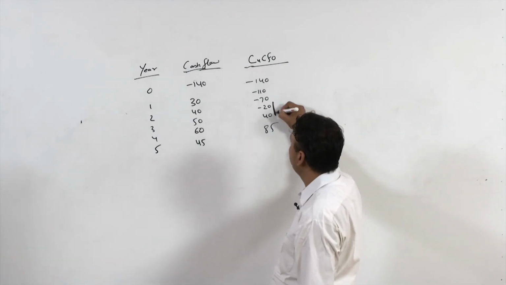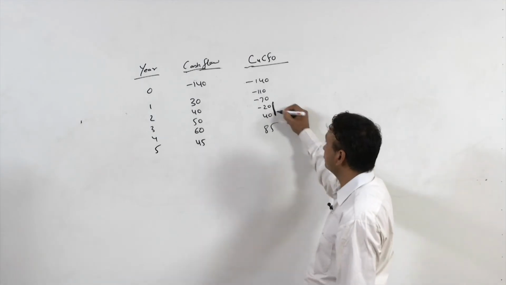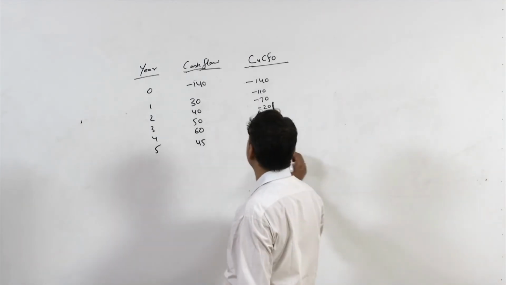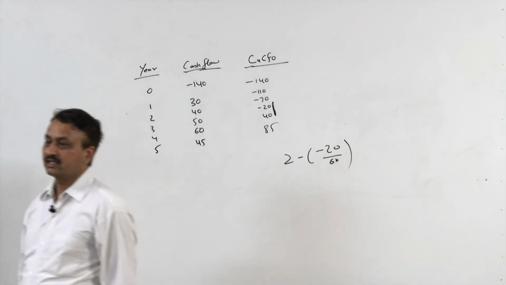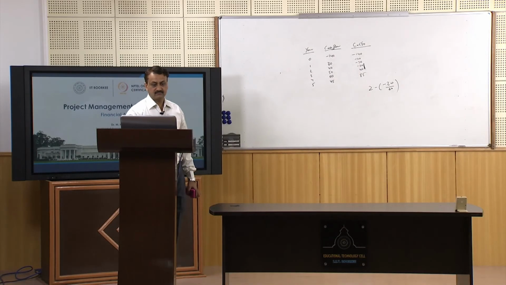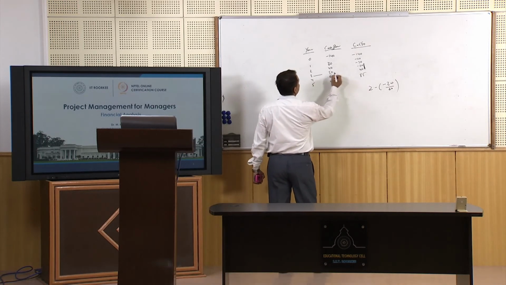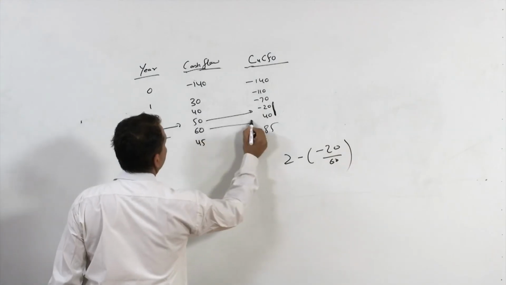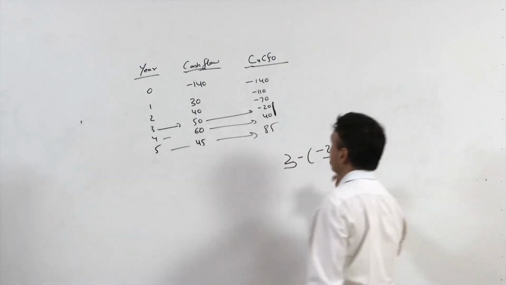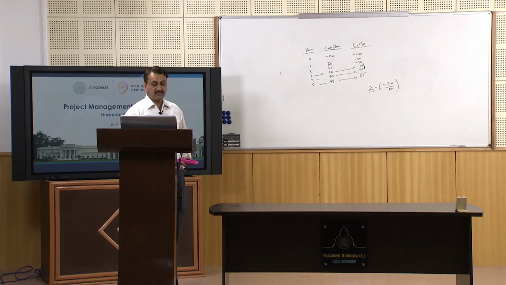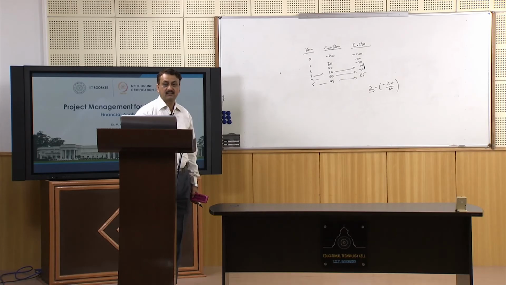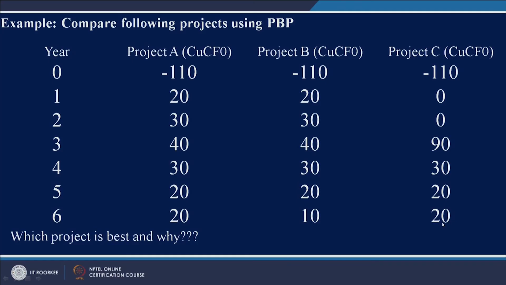So the cash payback period is in between these two, right? So how to proceed? This is 2 minus 20 by 60, right? You will get the answer. It's in the third year. So this is 3 minus this, right? So the payback period for this question is 3.33 years, right?